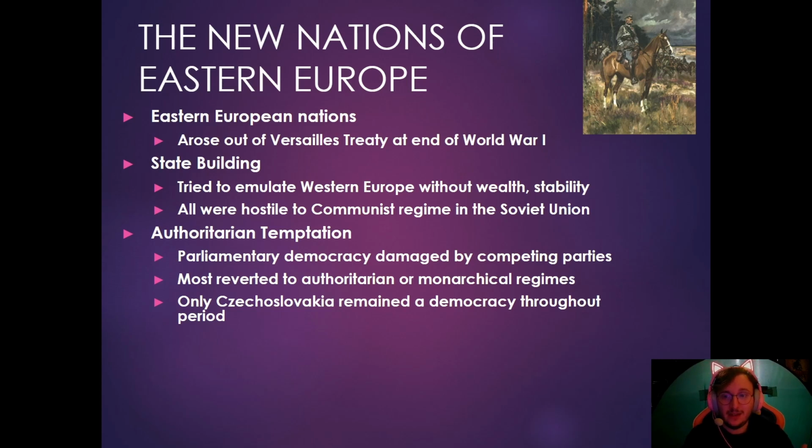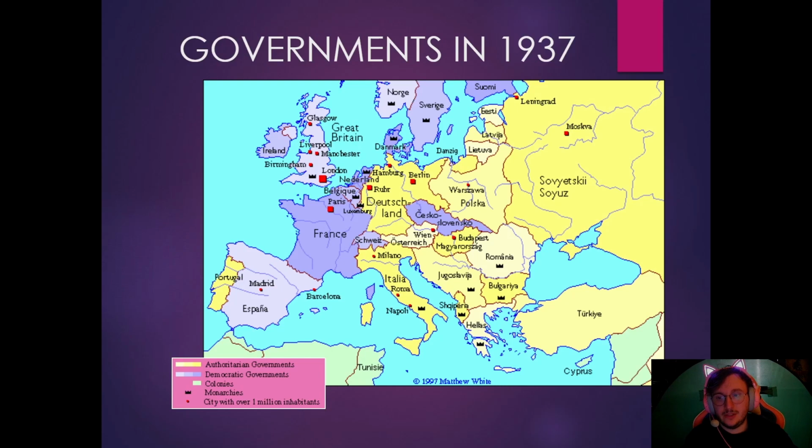And by the end, right before World War II, only Czechoslovakia is going to remain a democracy. Right? Everybody else is going to fall back to monarchical regimes, or they're going to be authoritarian dictatorships. Right? It's extremely hard to run a new country. Right? So everything here in yellow is going to be an authoritarian state, right? Where there is a king, queen, or a dictator. And you can already start to see the sides of World War II besides Russia.